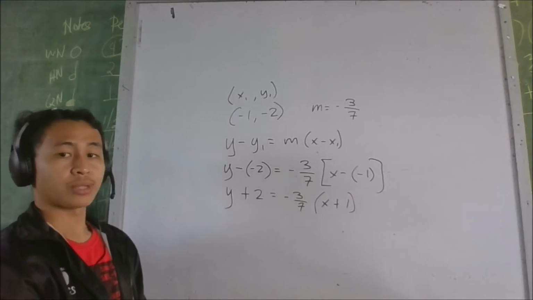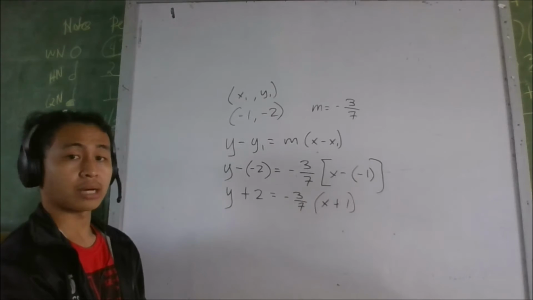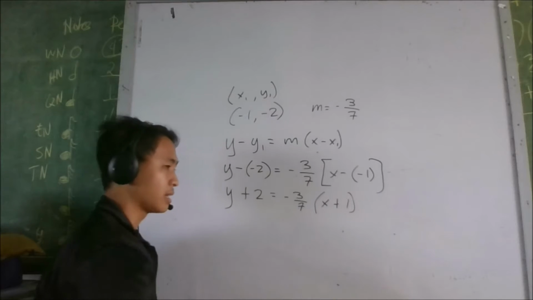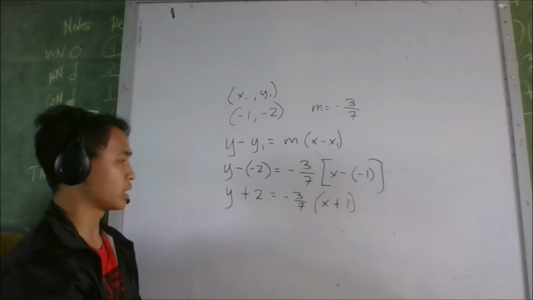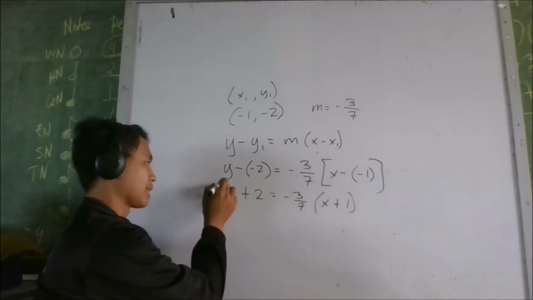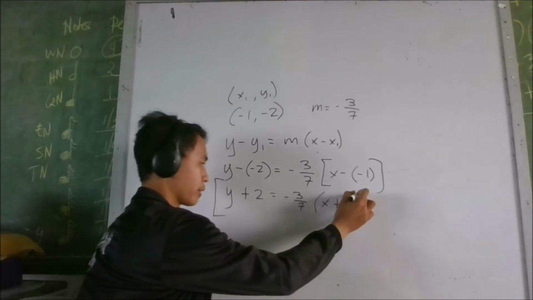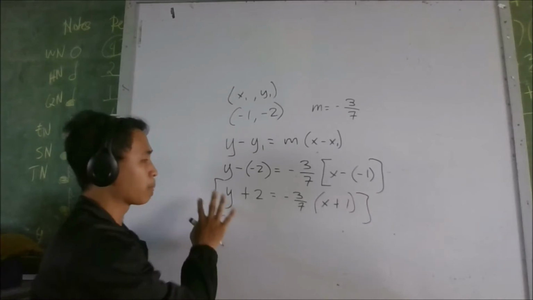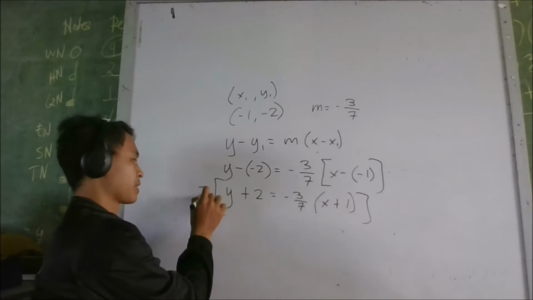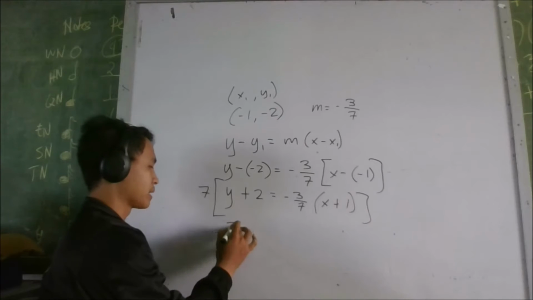Okay? Now students, there are multiple ways on how to solve this one. First, distribute yung negative 3 over 7 sa loob ng parentheses. But my way on how to solve this one is we have to get rid of the denominator first para mas madali later on. Okay? So, how to get rid of the denominator? Multiply all terms by the denominator, which is 7. Right? 7 times y is 7y.